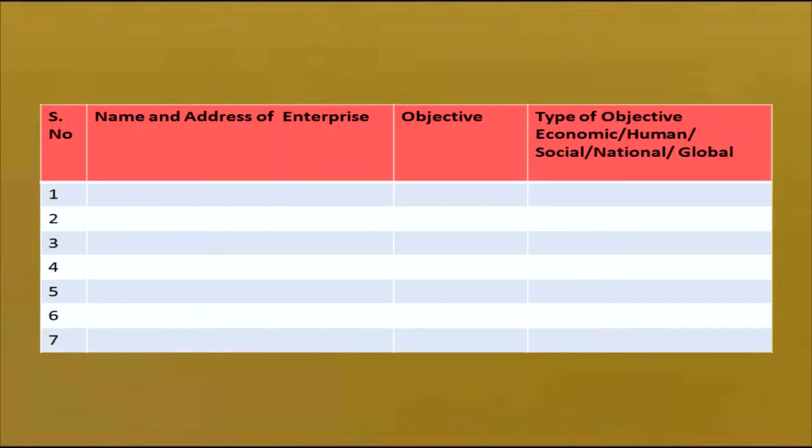Name of the enterprise that you have visited with address. Then you can include different objectives that you have seen. For example, profit making, which is one of the main objectives of every organization. You can include that as an economic objective. Or giving training and development to the workers, that is a human objective.